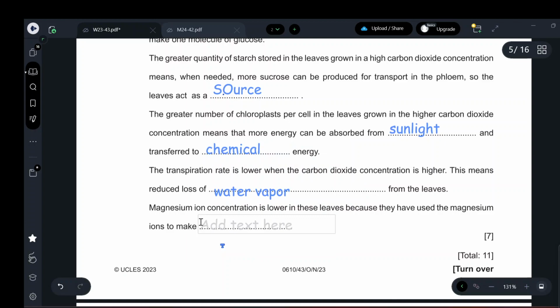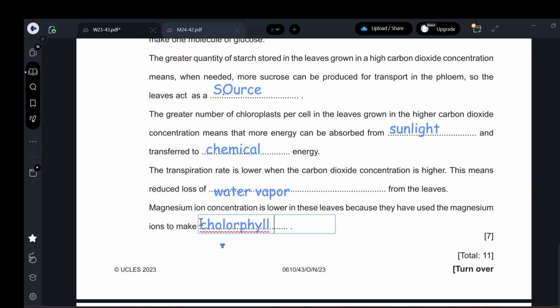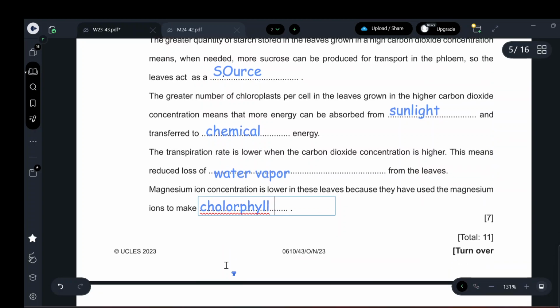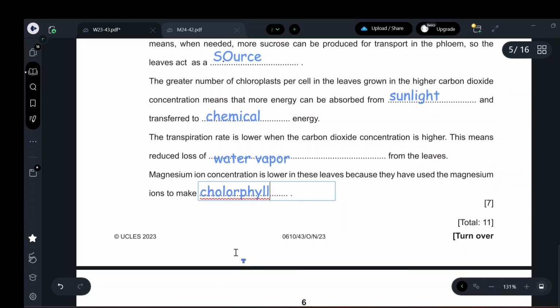Magnesium ion is lower in these leaves because they have used the magnesium ions to make chlorophyll. We only have 2 ions that we need to know. We need to know that the nitrates are used for proteins and that magnesium is used for chlorophyll. Okay?